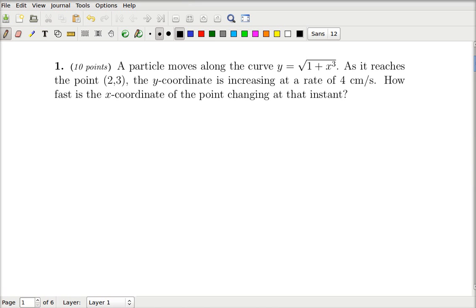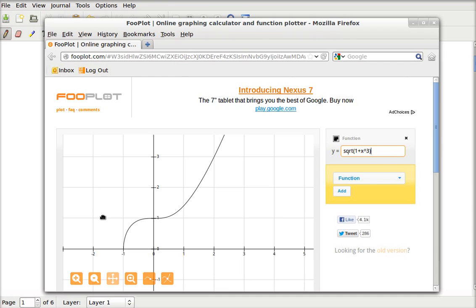Okay, let's take a look at this related rates question. The question says, a particle moves along the curve y equals the square root of 1 plus x cubed. I've graphed a picture of that curve, which you can see here in trusty Fooplot. So here's the curve, square root of 1 plus x cubed. You can see that it looks like that.